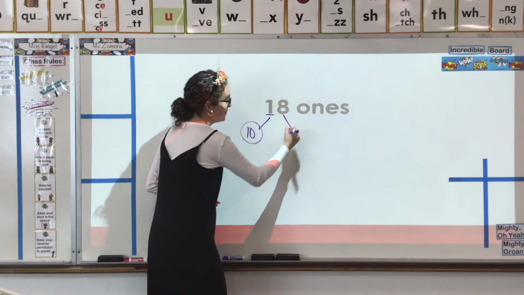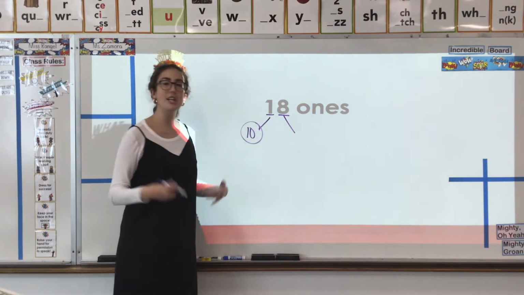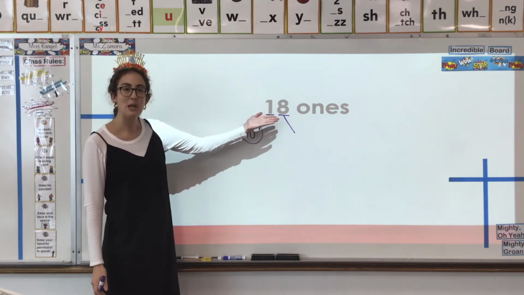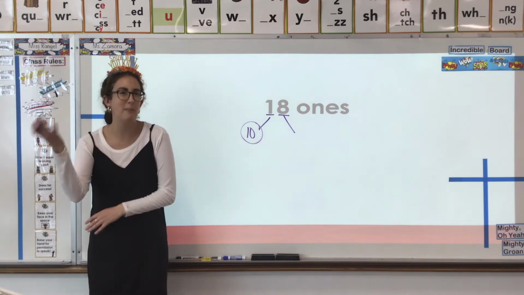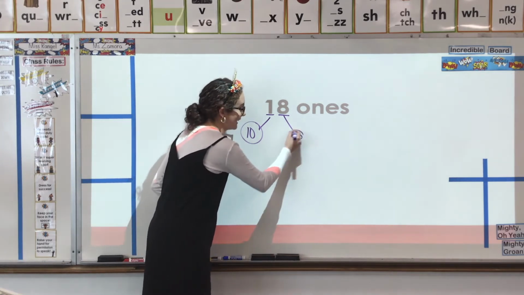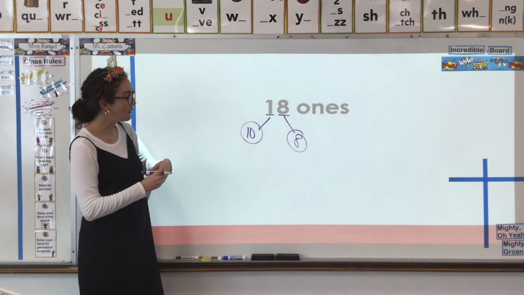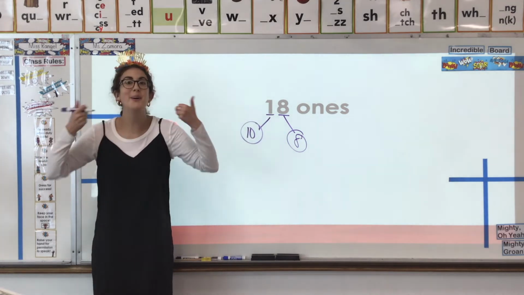Good job. What about this 8? The digit 8 is in the ones place. So 8 ones is worth how much? Just 8, exactly. Just 8. So here we were able to show the value of each digit and pull apart this number.